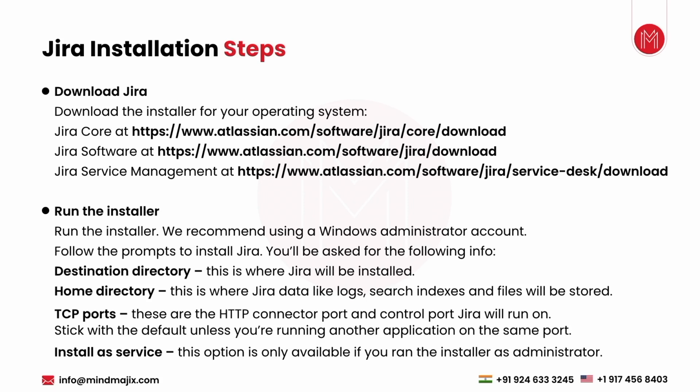So these are the set of protocols or maybe an IP address to which it will connect. There are the hypertext languages or the connector. So HTTP connector ports are there, which control the port on which Jira will run. Stick with the default unless you are running another application on the same port. So the default is already there.